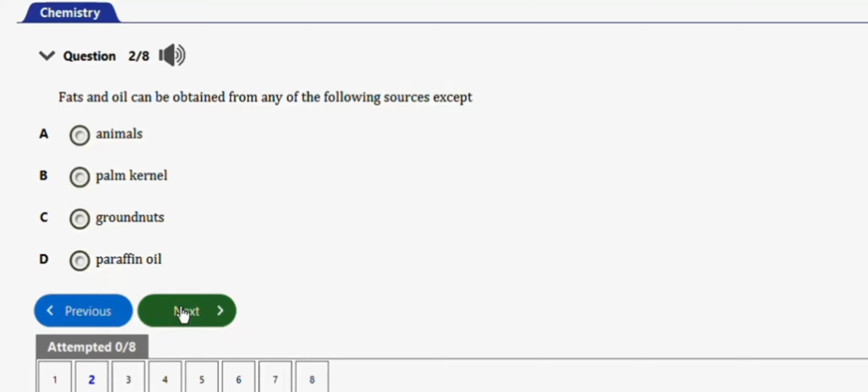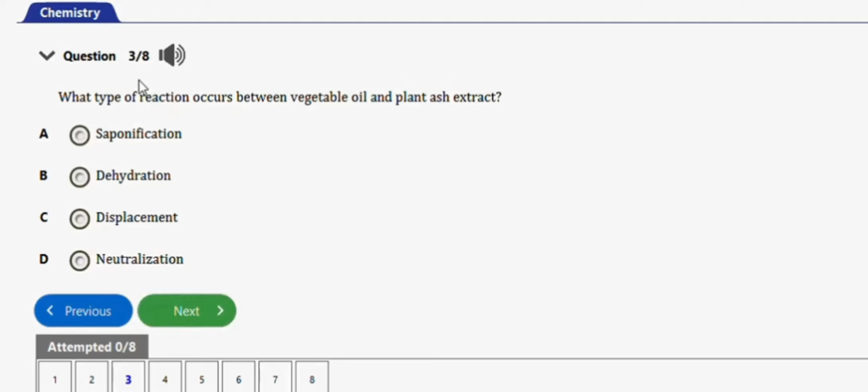The next repetitive question with this one, it says what type of reaction occurs between vegetable oil and plant ash extract. So we have saponification, dehydration, displacement, neutralization. The right answer is option A, which is still saponification.